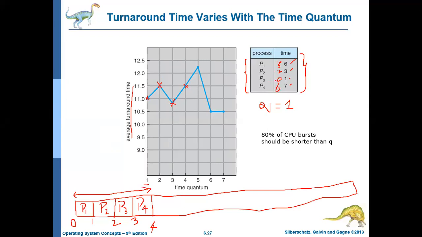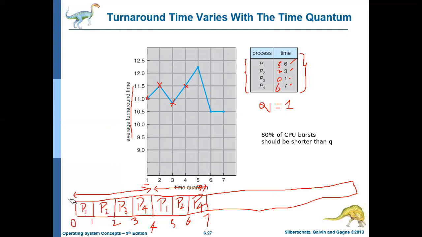So in the second round we have only 3 processes, P1, P2 and P4. First there will be P1, then P2, and then P4. This is round 2. In round 2 we have only these 3 processes because P3 has already finished. So round 2 completed at what time? At the 7th millisecond, round 2 has completed.